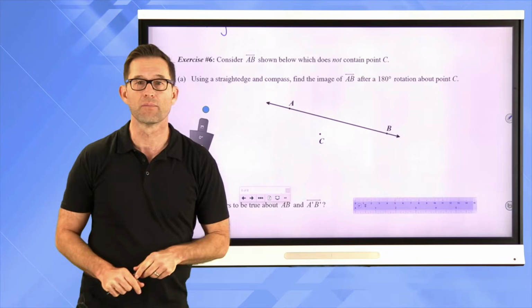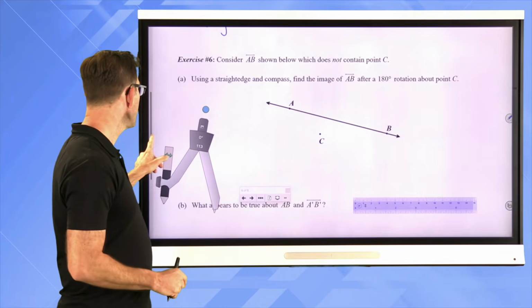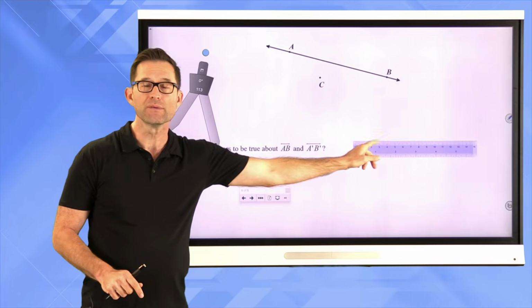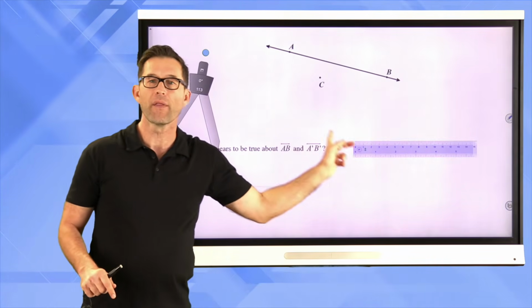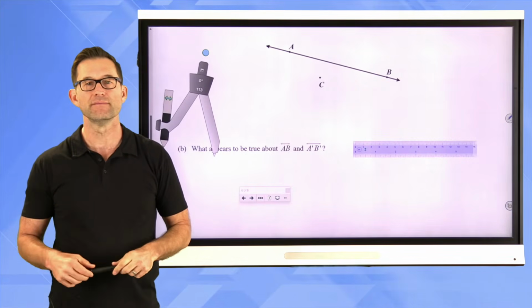Exercise number 6. Consider line AB shown, which does not contain point C. Using a straight edge and compass, find the image of line AB after a 180 degree rotation about point C. So what I'd like you to do is figure out where point A prime goes, somewhere down here, point B prime, somewhere down here, and then draw that line that passes through them. Go ahead and do that.